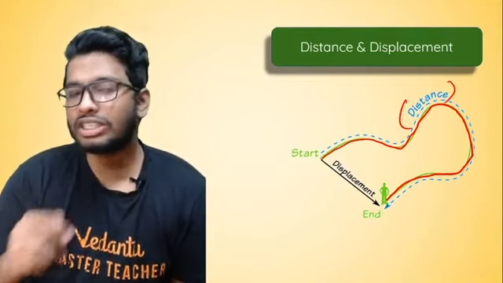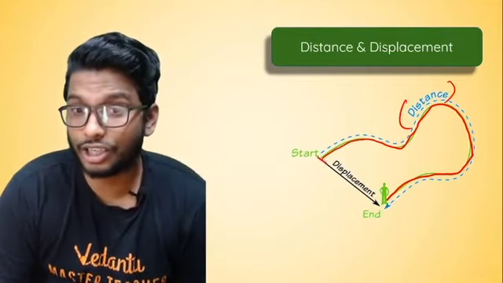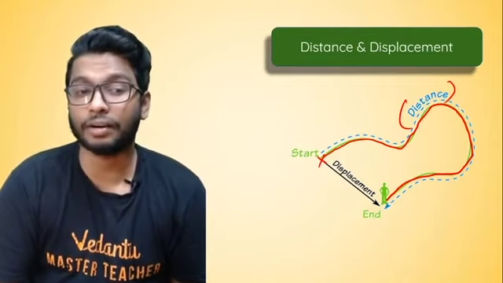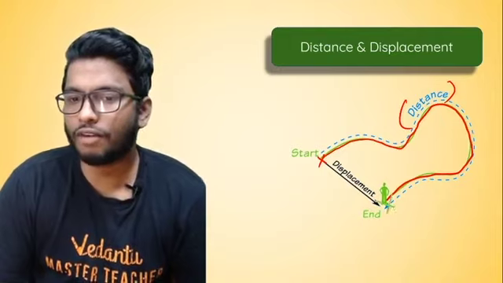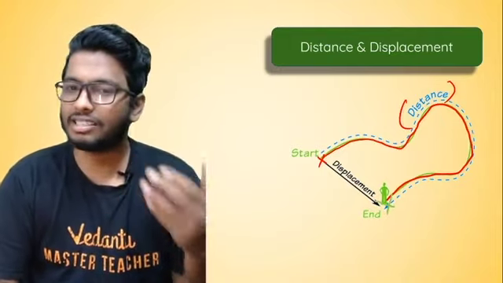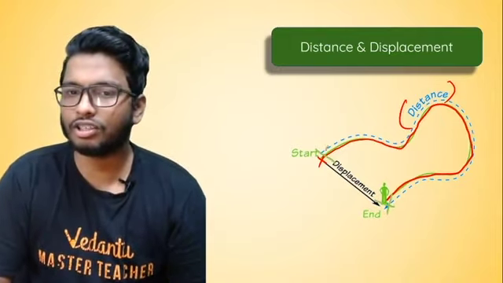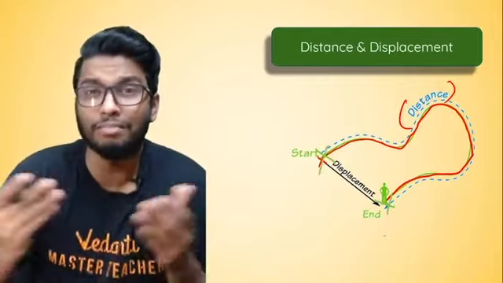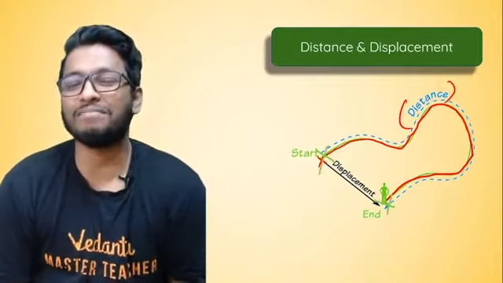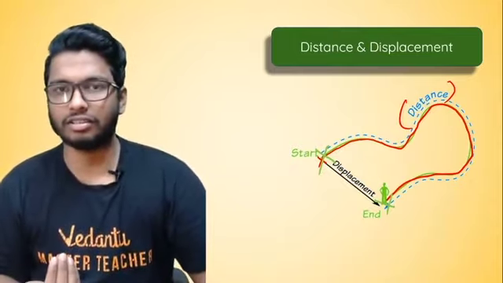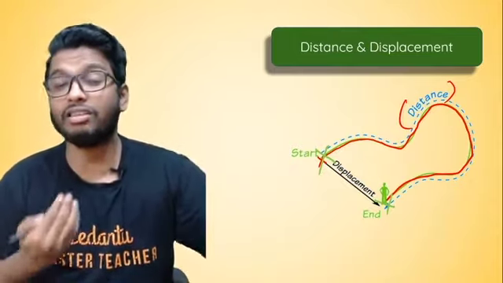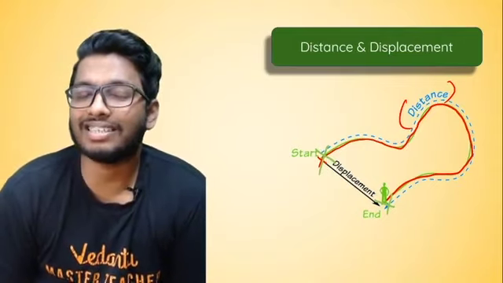Now you start from this point. So that is your initial position. You're starting from that particular point. And then you reach this point. So this is your final point. This is your starting point, and this is your final point, the final position. The difference between these two points, the starting point and the final point, is what is called displacement.